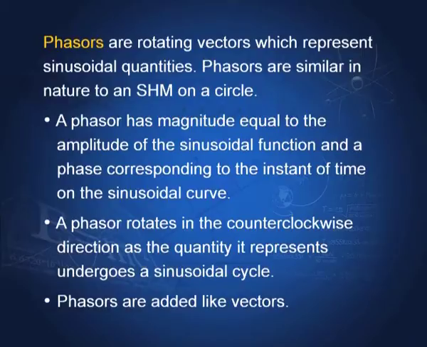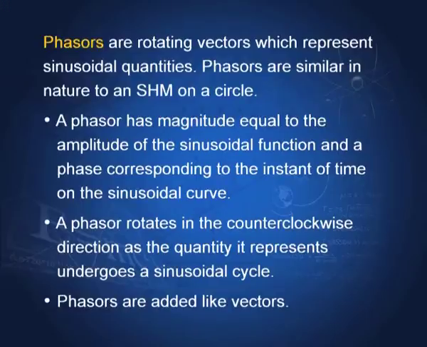Phasors are rotating vectors which represent sinusoidal quantities. If you remember from your class 11, the simple harmonic motion is represented by a particle on a circle. The amplitude of the circle is equal to the amplitude of the simple harmonic motion. Similarly, we introduce phasors in the same way. A phasor also behaves like that, and phasors act like vectors, because you can say that they have magnitude and they have phases instead of directions. So, they are not ordinary vectors, but they behave like vectors.